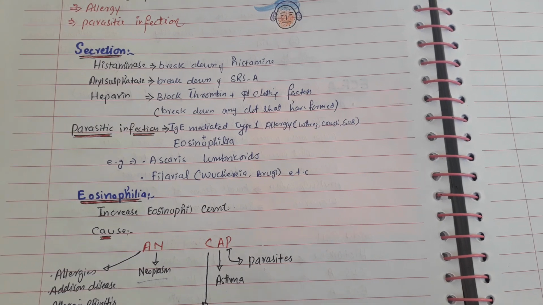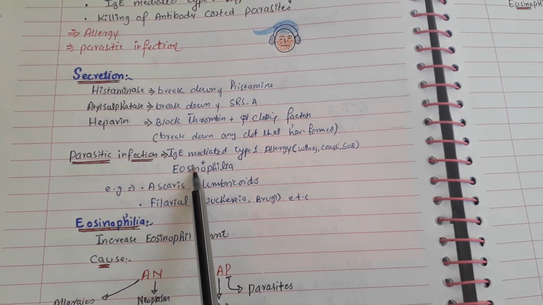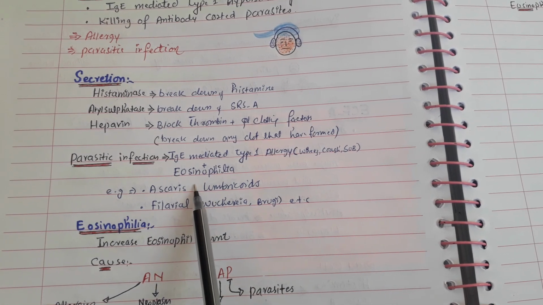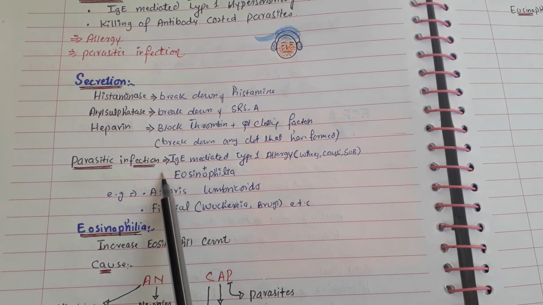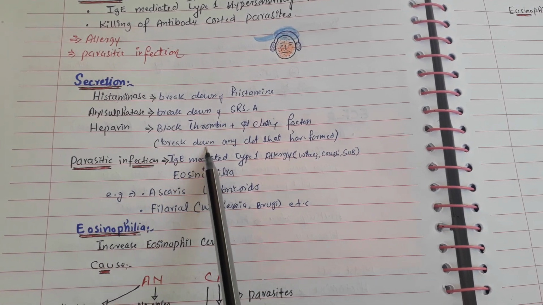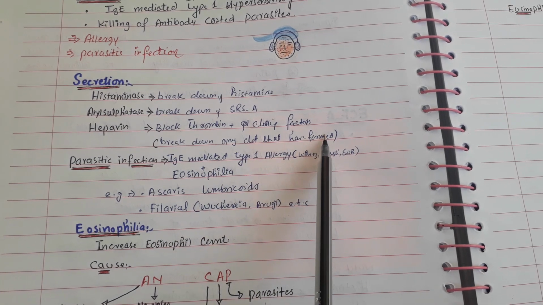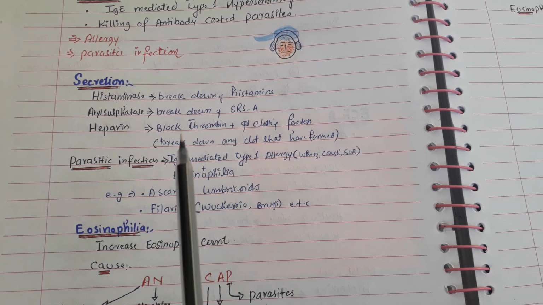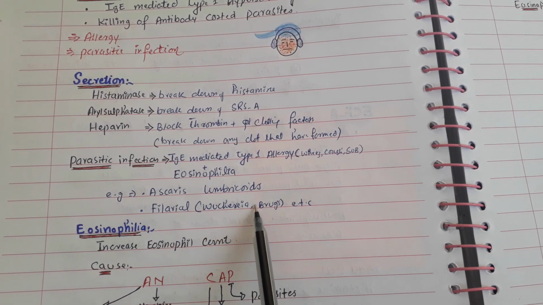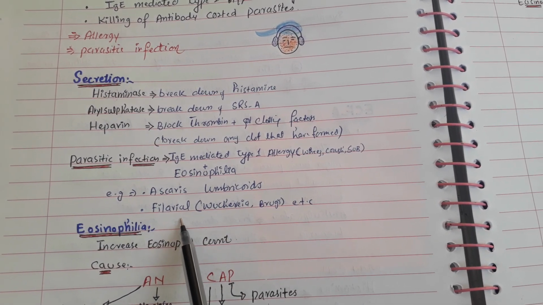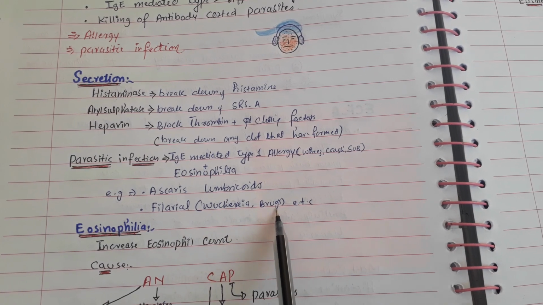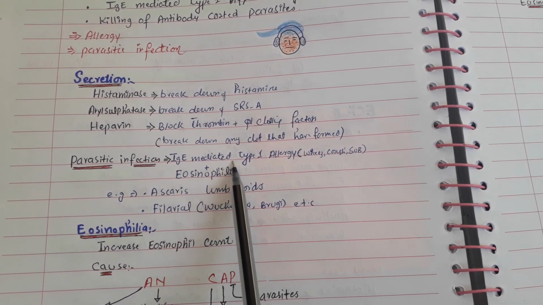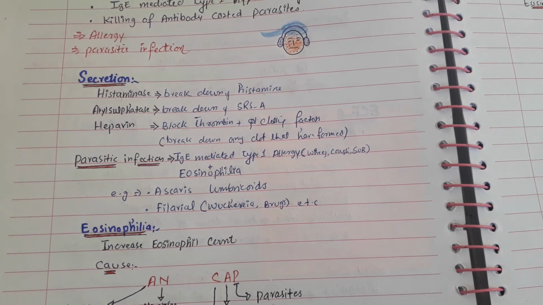Now the very important thing related to eosinophil is that it is associated with IgE, type 1 hypersensitivity, allergic reaction, and eosinophilia. This IgE is going to coat the parasite, and this IgE also leads to the degranulation of mast cells and basophils, which will lead to type 1 hypersensitivity reaction. Parasitic infections like Ascaris lumbricoides and filaria like Wuchereria or Brugia, any parasite, will lead to eosinophilia and IgE type 1 hypersensitivity reaction.